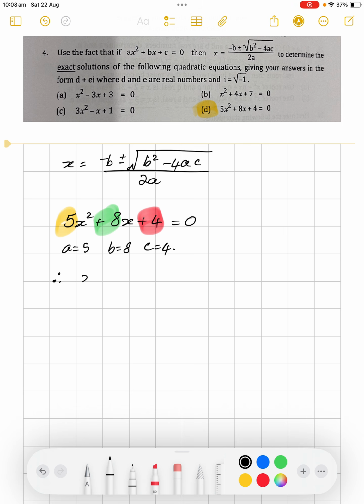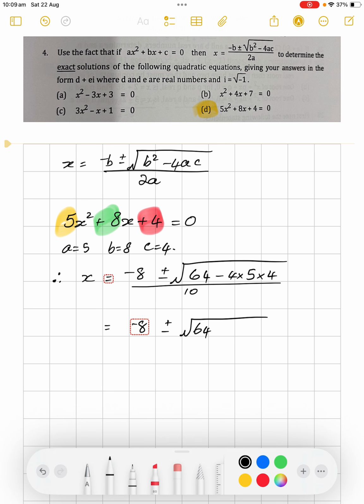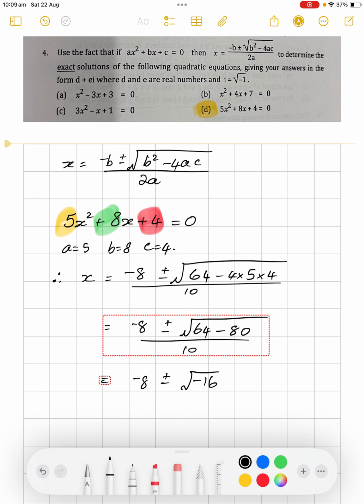Therefore, x equals negative b, so negative 8, plus and minus the square root of b squared, 64, minus 4 times a times c, all over 2a, which is 10. 2 times 5 is 10. So negative 8 plus and minus the square root of 64 minus 80, all over 10. So we've got negative 8 plus and minus the square root of negative 16.